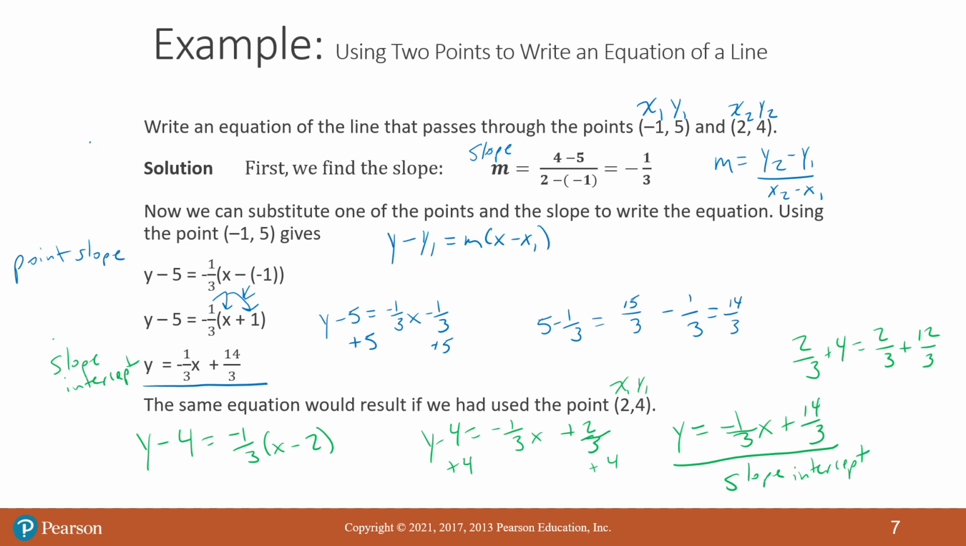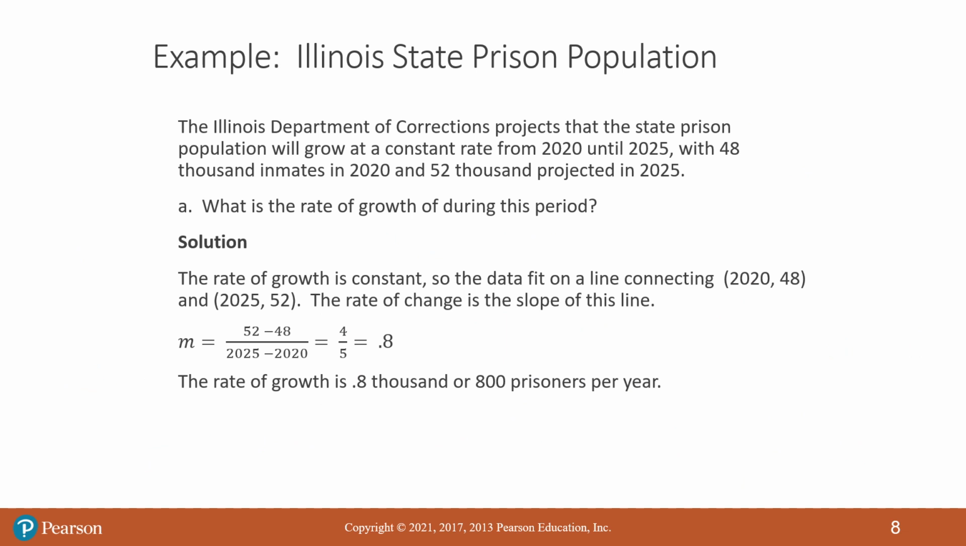So it doesn't matter which point you use, it will simplify down to the same thing in slope-intercept form if you do everything correctly. All right, another example.